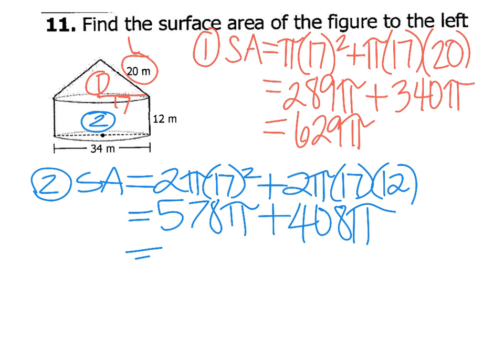Still want to leave it in terms of pi, so we get 986 pi. That's the surface area of figure 2. Now, the important thing to recognize here is that we found the surface area of the cone. That's including the base, so including the circular base. And we found this, so that's including this circular base right here, okay?